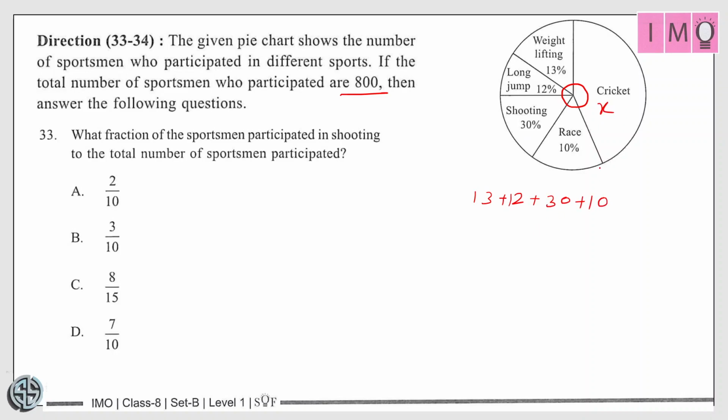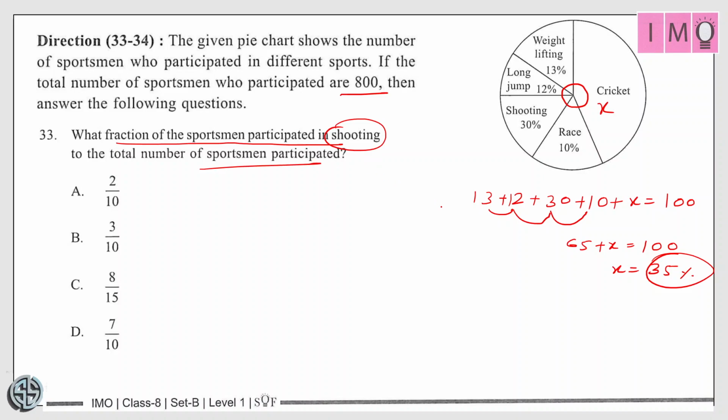Okay, if cricket is x%, then the whole will become 100%. Now solve: 13 plus 12 is 25, 25 plus 30 is 55, then 10 makes 65. So 65 plus x will be equal to 100. So you can get the value of x as 35%. Means cricket is sharing 35% here. It is asked what fraction of the sportsmen participating in shooting to the total number of sportsmen participated. In shooting you can see 30%, okay, and the total is 100%.